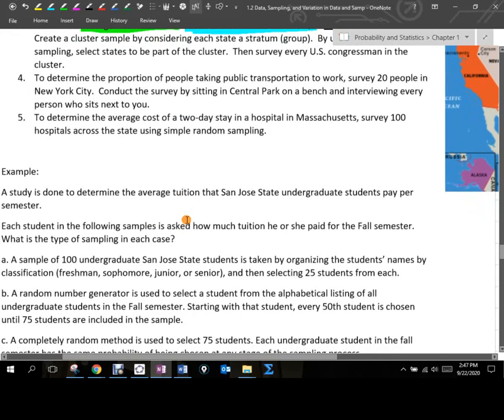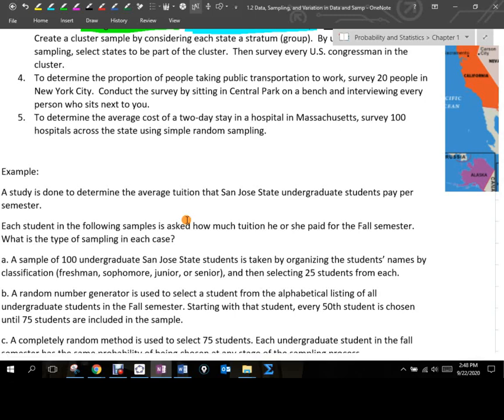Number 4 says to determine the proportion of people taking public transportation to work, survey 20 people in New York City, conduct a survey by sitting in Central Park on a bench and interviewing every person who sits next to you. Okay. So you can start reading some of these and you could automatically think, oh, that's pretty silly to do it that way, right?